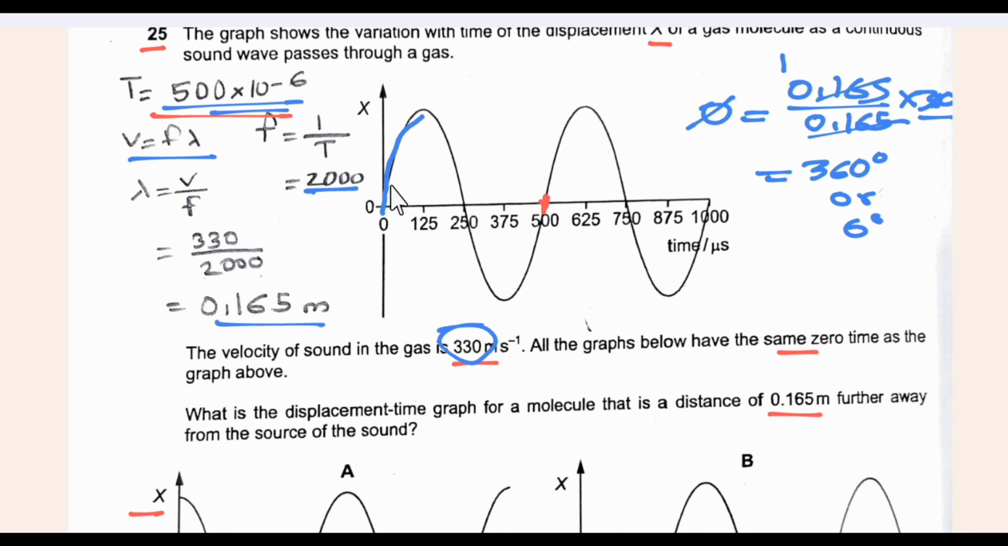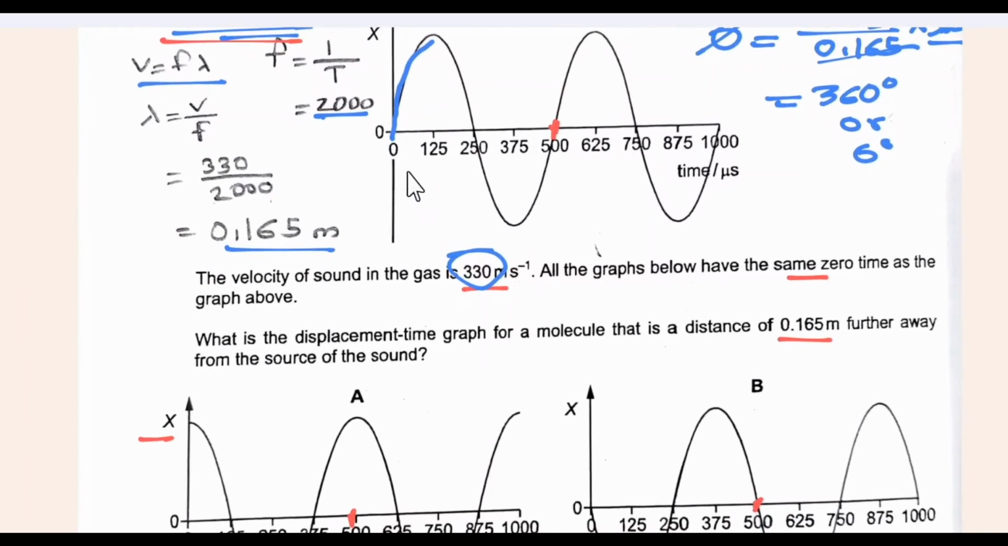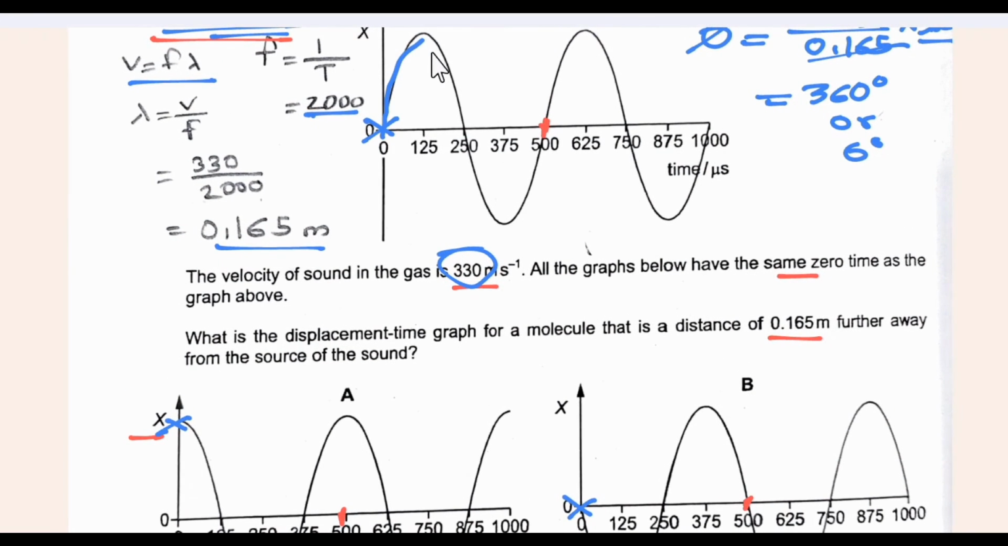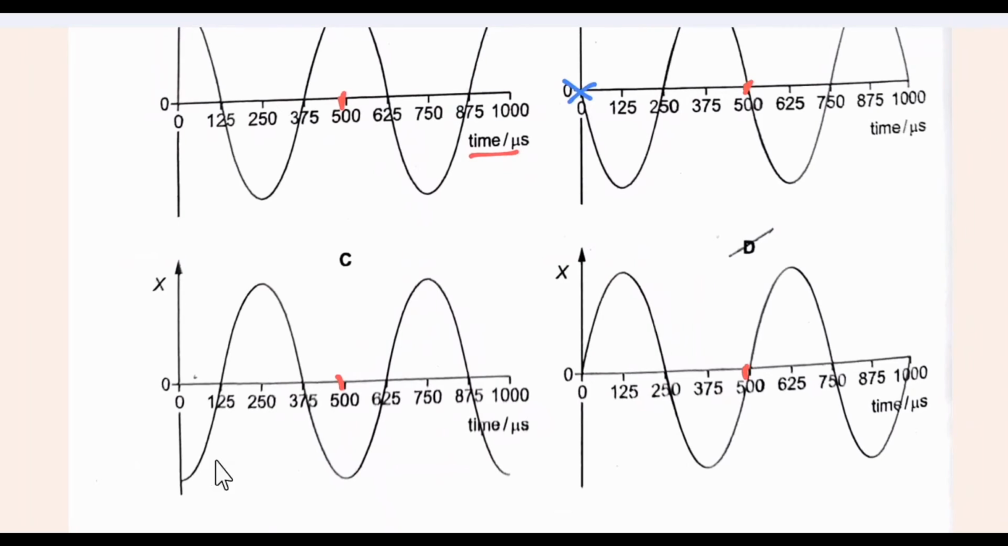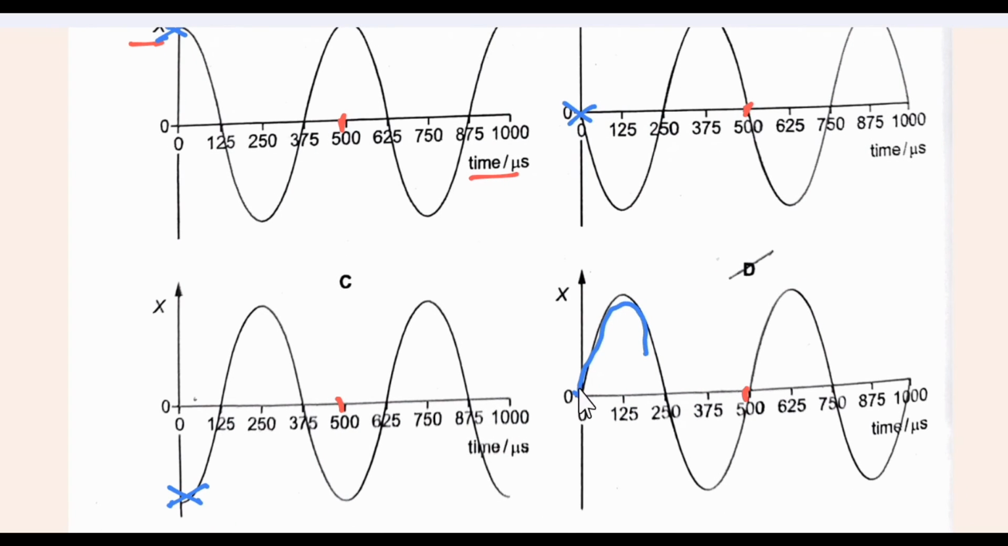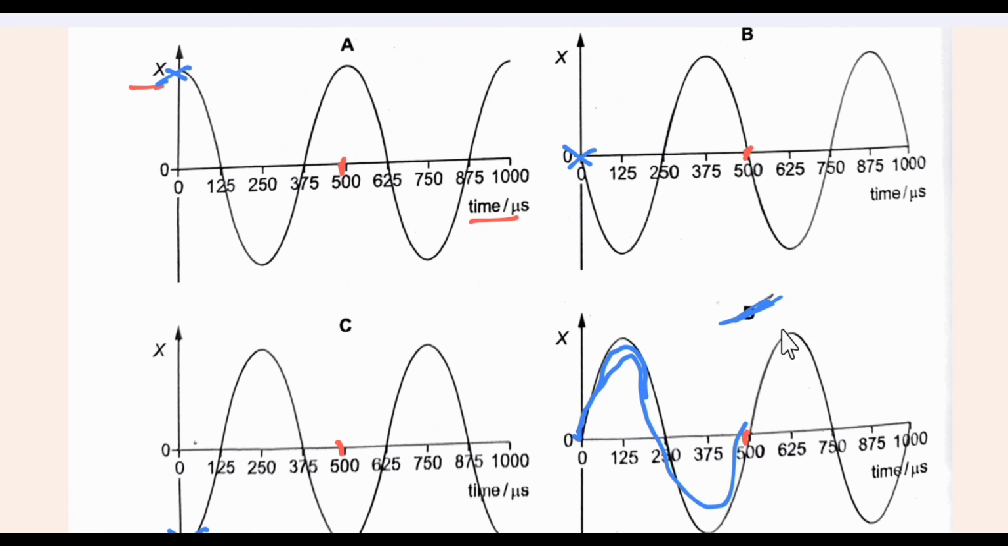That means initially the particle is moving upward from the point 0. Here it is moving upward from the highest point, so this is wrong. Here it is moving downward and we need upward movement, so this is wrong. Then here it is starting from downward, so this is wrong. But here we can see that it starts from 0 and it is moving upward, so this is the same as our given graph. So it is moving upward then downward and it starts from 0, then it moves up and down. So this would be our resultant molecule displacement time graph. So the answer should be D.